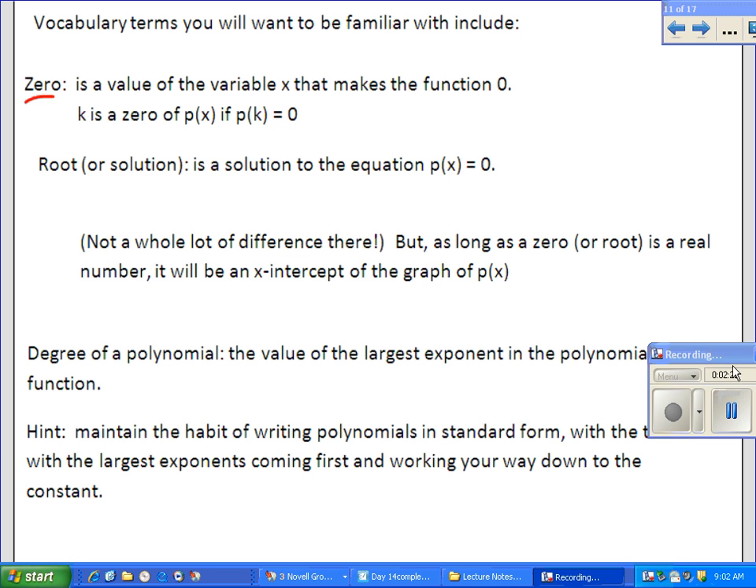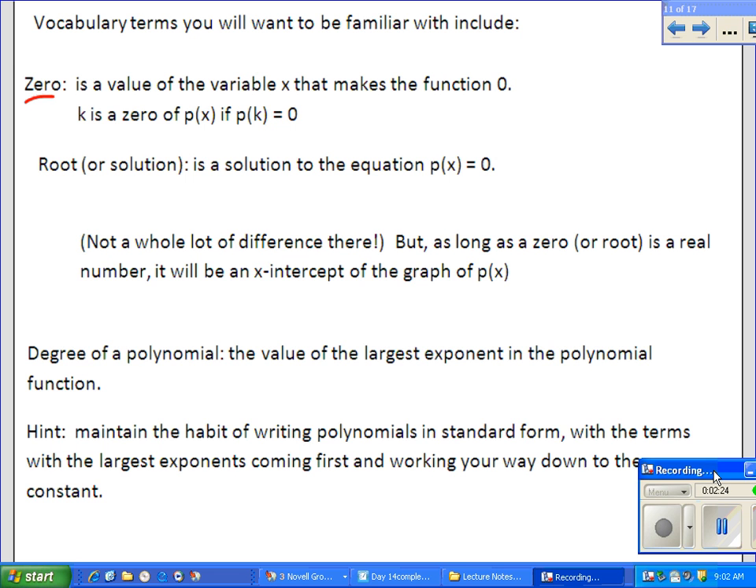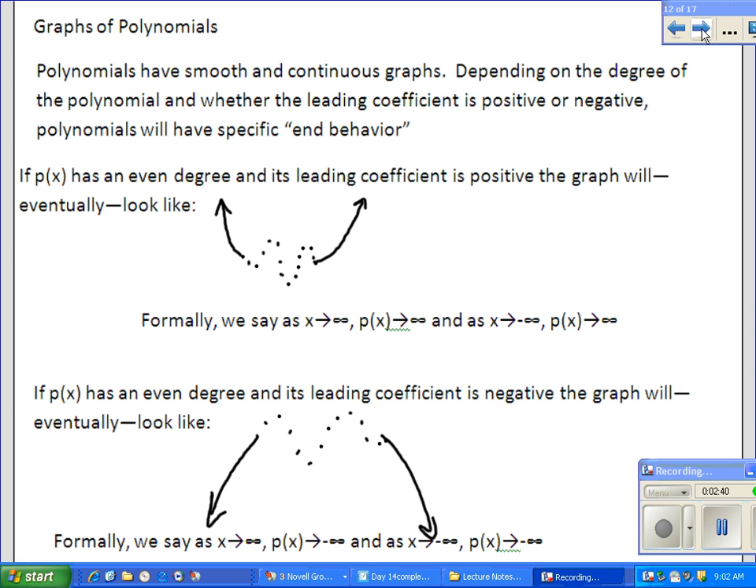And then the degree of the polynomial is the value of the largest exponent in the polynomial function. Be in the habit of writing polynomials in standard form, with the terms with the largest exponents coming first, working your way down to the constants. It'll save you some trouble down the road if you always maintain that habit. Okay, graphs of polynomials are nice, smooth, continuous graphs. Whether the degree is even or odd and whether the leading coefficient is positive or negative will tell you what the end behavior of the polynomial will be.